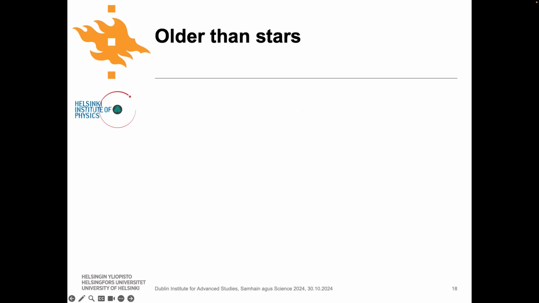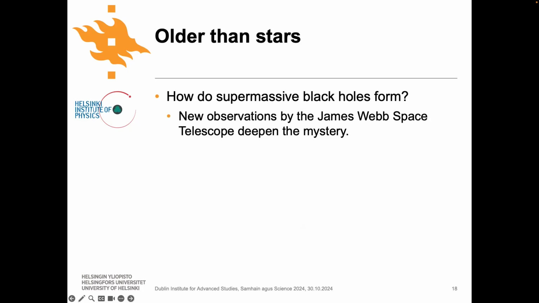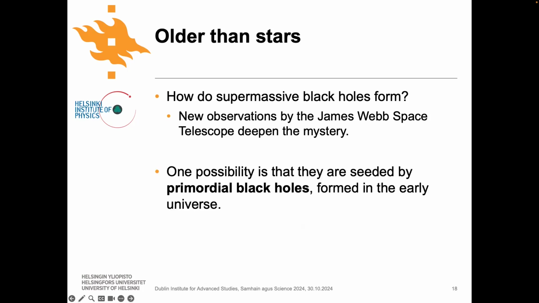I mentioned that there is a problem in explaining how these supermassive black holes have actually formed. And the problem is that we have seen them now already when the universe is 500 million years old, which is a lot of time for you and me. But for black holes, it's not. It's quite a short time. And new observations, especially by the James Webb Space Telescope, launched in 2021, have seen more black holes, heavier black holes at earlier times. And we don't really know how to form them.